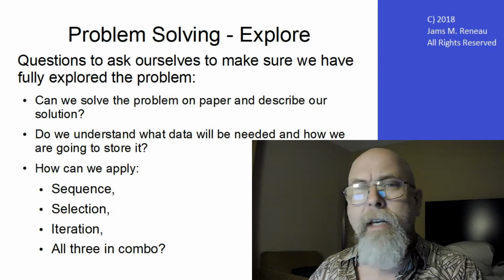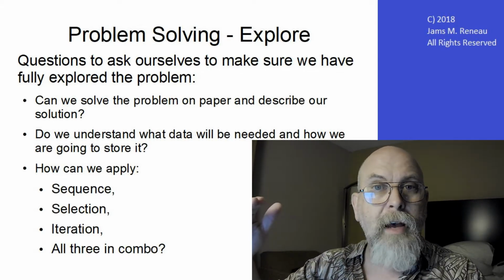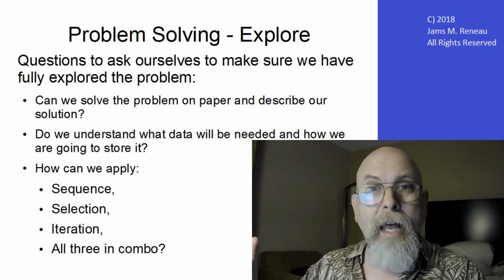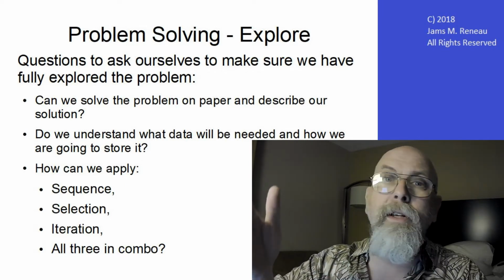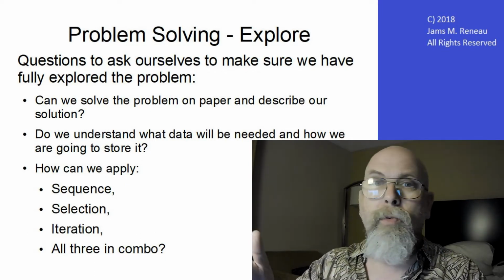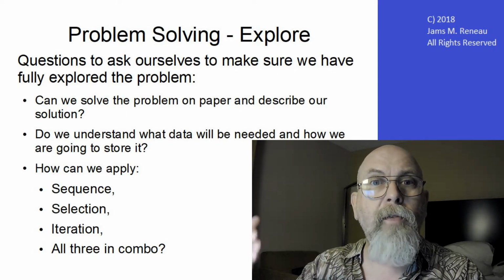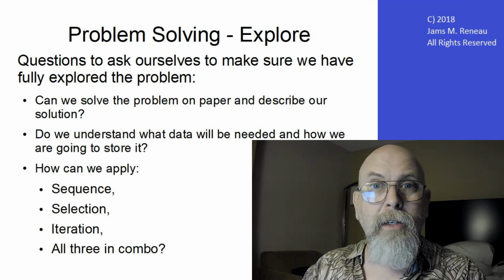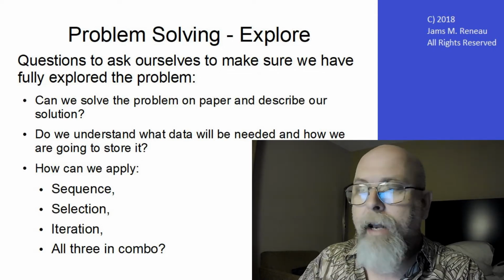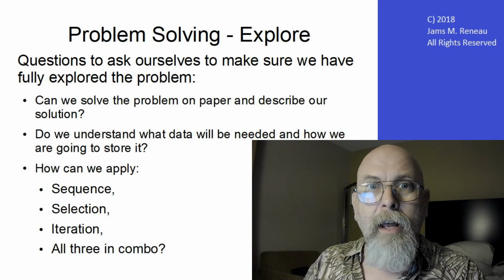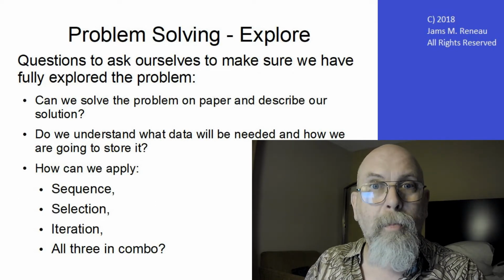In computer science, sequence is the process of going step by step by step by step in order. Selection is the process of asking, well, if this happens, we do this, or we do that. And iteration is the process of repeating ourselves over and over again, usually using selection to say, are we done yet? No. Are we done yet? No. Are we done yet? Yeah, we're done. So we will often implement and combine all three, sequence, selection, iteration, in our problem solution.